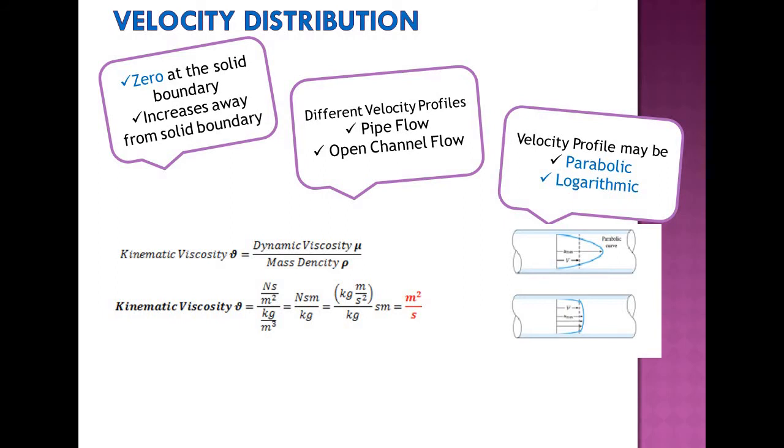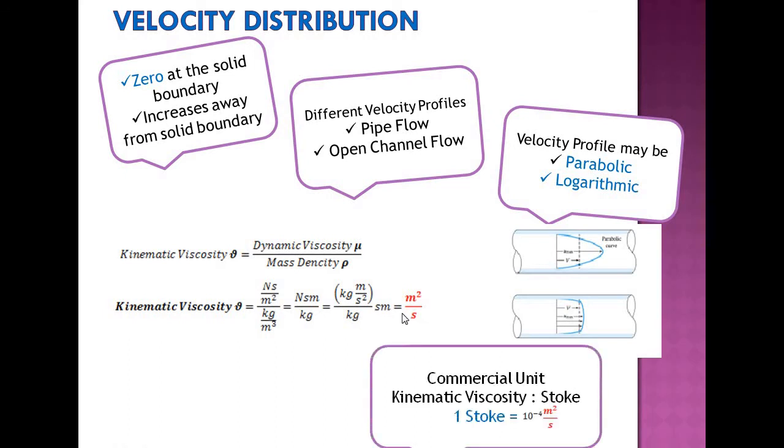So we have seen dynamic viscosity mu, that divided by mass density will give you kinematic viscosity. So how can we deduce units for kinematic viscosity? Unit of dynamic viscosity, that is Newton second per meter square, divided by unit of mass density, kilogram per meter cube, will give you Newton second meter per kilogram. And Newton, the unit of force, is kilogram meter per second square, because F equal to m into a. So kilogram meter per second square times second meter, divided by kilogram, gives meter square per second.